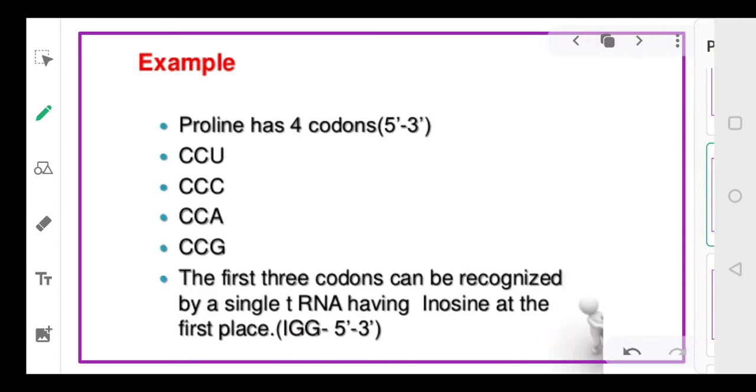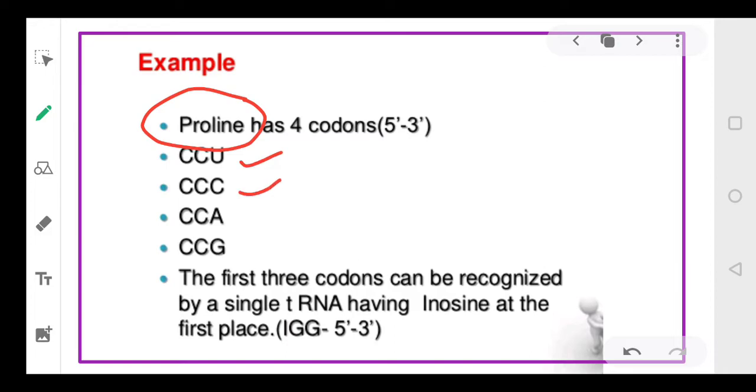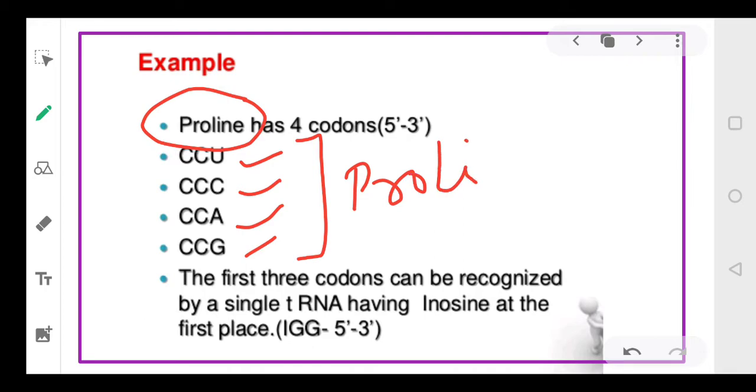Suppose there is a proline. So proline is an amino acid, right? It has 4 codons. These 4 codons together code for the proline only. So this is an example that an amino acid can be coded by more than one codon. CCU also codes for the proline. CCC also codes for proline. CCA also codes for proline. And CCG can also code for the proline. So 4 codons are coding for the one amino acid which is called proline. Okay, dear students? So I hope this is understood.